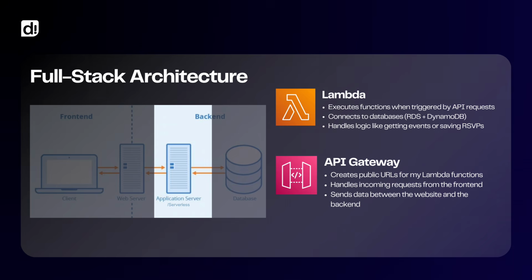Now, how does your front end, the website, actually talk to Lambda? That's where API Gateway comes in. API Gateway is like the reception desk of your backend. It listens for requests from users, like when someone opens an event or submits a form, and forwards them to the right Lambda function. Imagine your website says, "Hey, I want the list of events." The API Gateway hears that, it tells Lambda, and Lambda fetches from the database and sends it back. So again, API Gateway is like the middleman between the front end and the back end code, and Lambda is the worker that actually does the job.